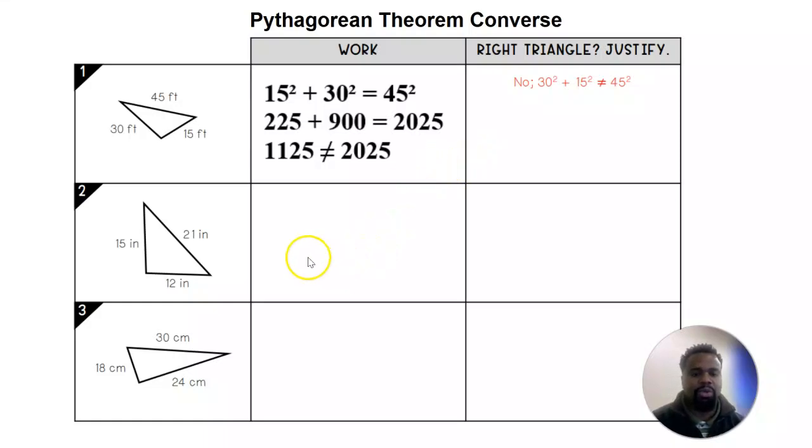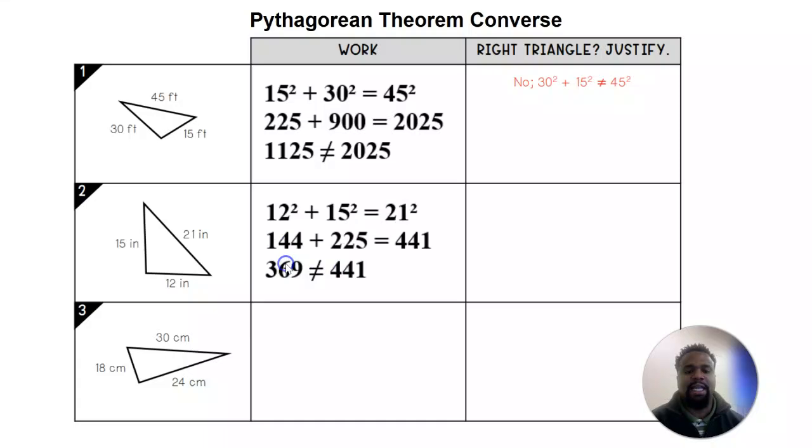We look at number 2. We want to choose the longer side as the hypotenuse, so we want to do 21 as the hypotenuse, and the legs are 15 and 12. So we're trying to see if 12 squared plus 15 squared equals 21 squared. Well, 12 squared is 144, 15 squared is 225, 21 squared is 441. If we do 144 plus 225, that gets us 369. That is not equal to 441. So therefore, this is not a right triangle.